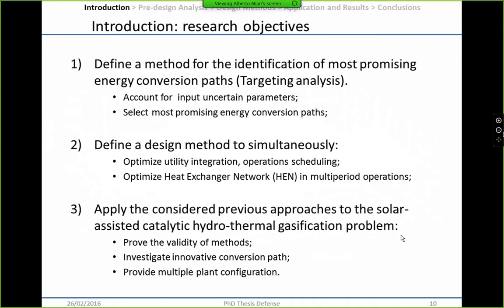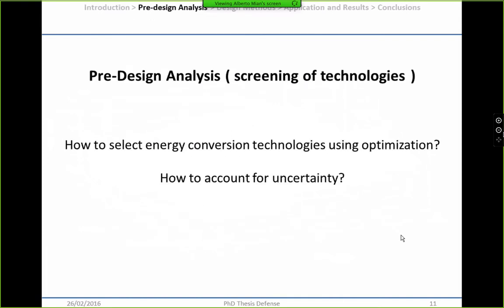Second research objective is linked with the definition, development of design methodology that would allow to optimize utility integration, scheduling, and heat exchanger network, considering plants and chemical power plants and chemical plants where multi-period operations are needed. And finally, as third research objective, I wanted to apply the considered methodology to the solar-assisted catalytic hydrothermal gasification system. So this is a way to prove the validity of this method and to show if some novelties are coming out.